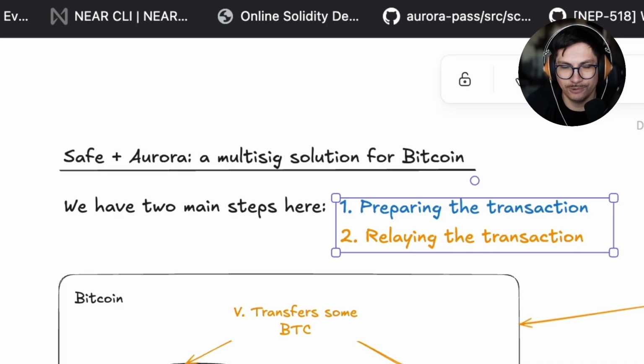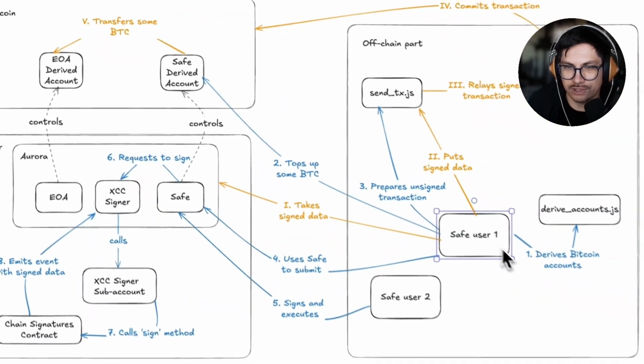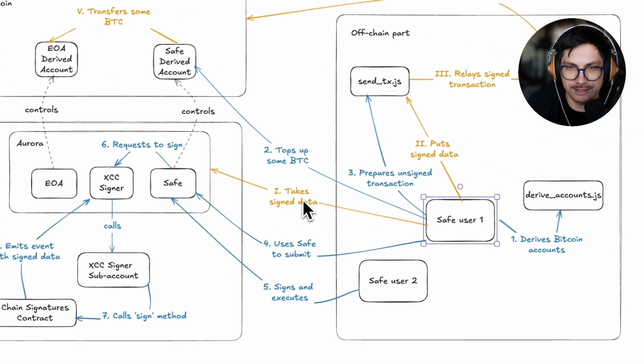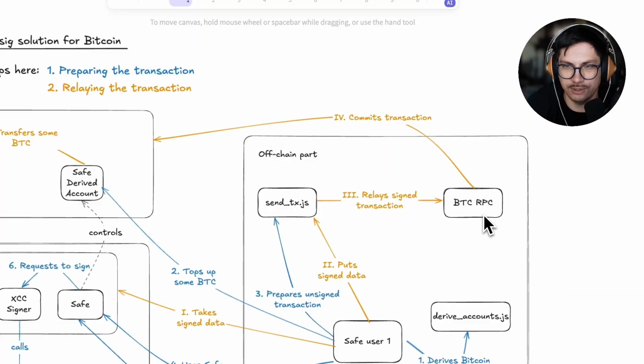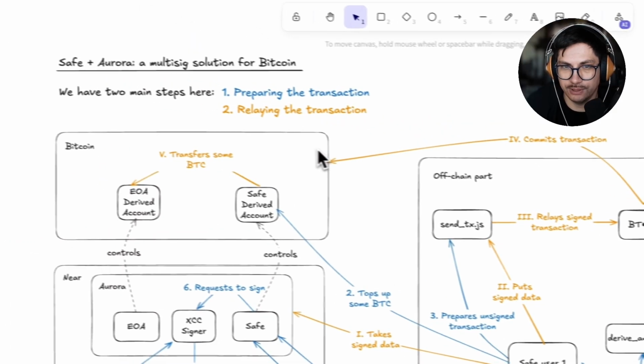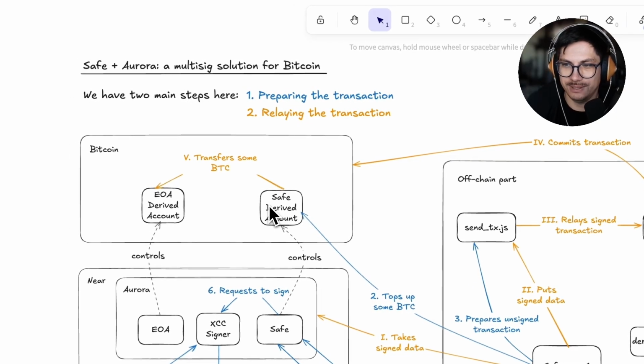And we are ready to relay it to the Bitcoin network. To do that, Safe user number 1 just takes that signed data and provides it back to the inputs inside the sendtx.js file. It will actually wait for you to provide these inputs. And after you provide them, it will reconstruct the signed transaction. After that, it relays the signed transaction to the Bitcoin RPC, which commits the transaction to the Bitcoin network and transfers some BTC.